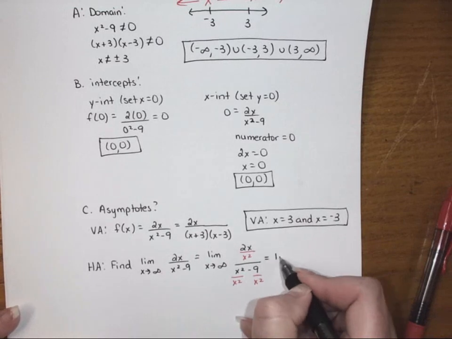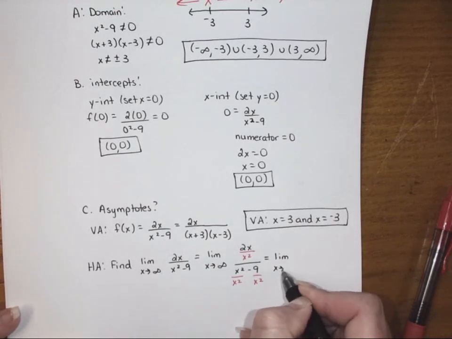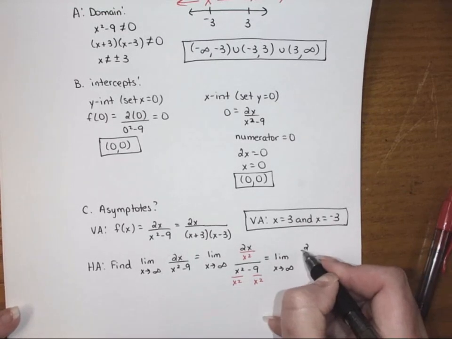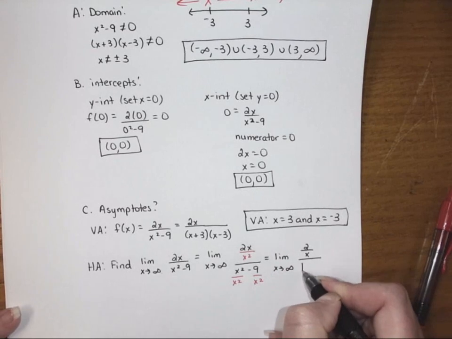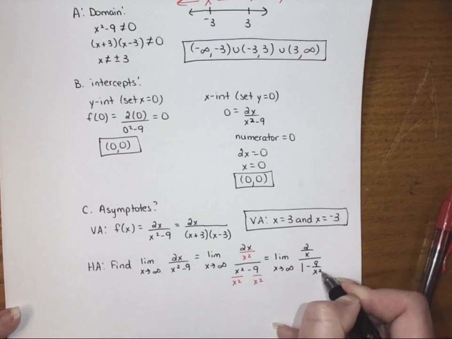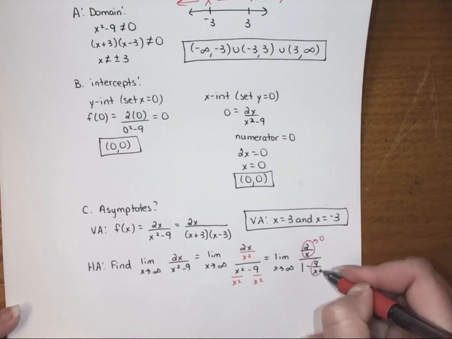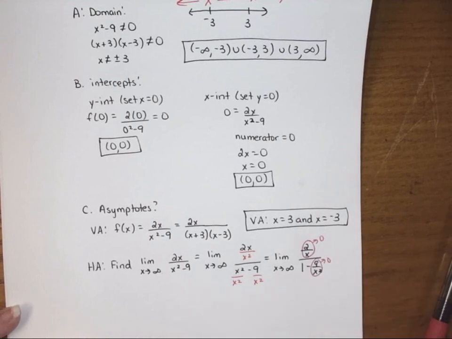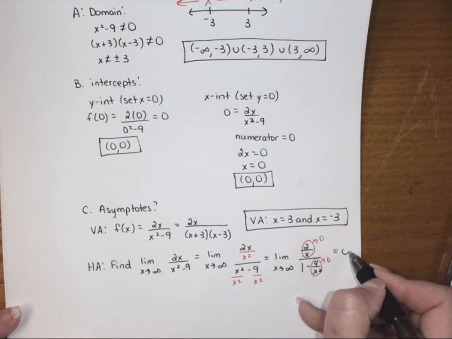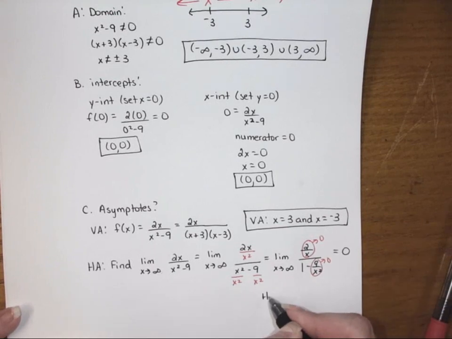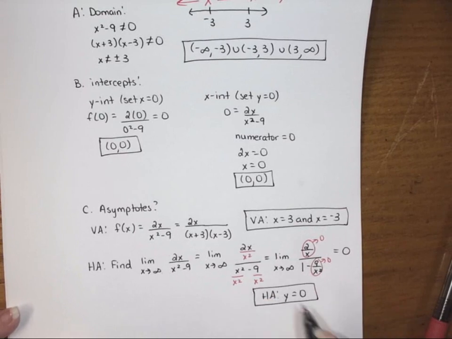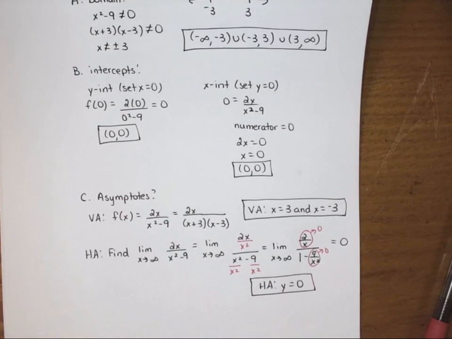So we end up getting the limit as x approaches infinity, if you simplify everything, of (2 over x) over (1 minus 9 over x squared). Okay, and then remember these go to 0. So this is just kind of a review of things we did before. So you end up with 0 over 1, or just simply 0. So the horizontal asymptote, remember, is written as y equals a number. So we have 2 vertical asymptotes and 1 horizontal asymptote.